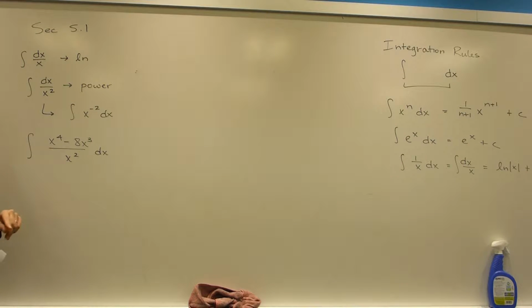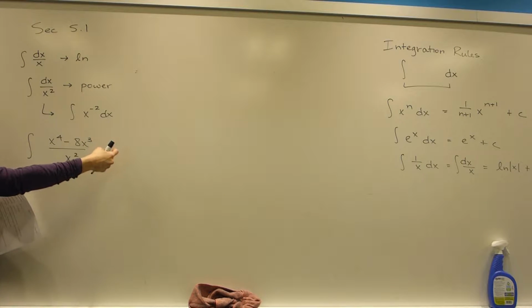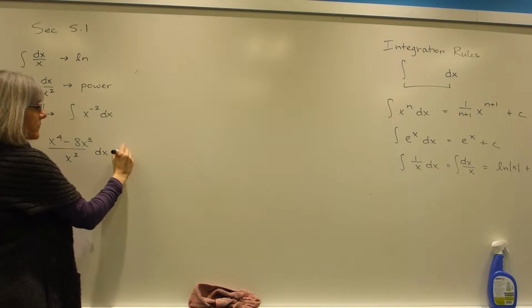There is no reverse quotient rule. There is no reverse product rule. So I can't even think about that. But when I look at this, and this is something we also did with derivatives sometimes, is there a way to rewrite this that's a little bit easier to deal with? The answer is yes, I can break it apart: x to the 4th over x squared and 8x cubed over x squared. So let's go ahead and do that.